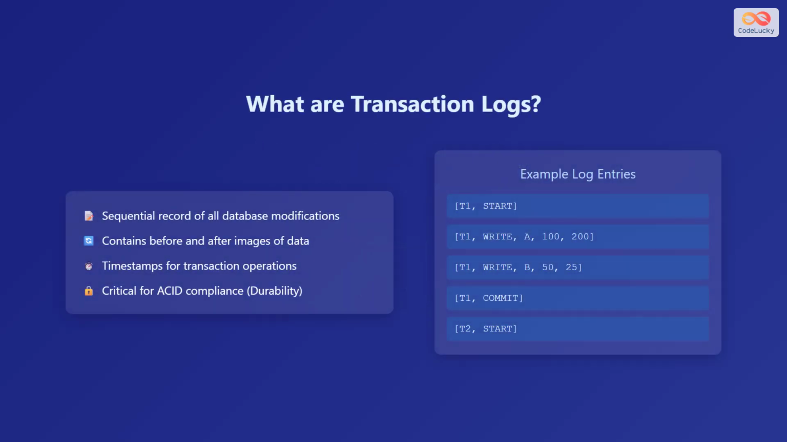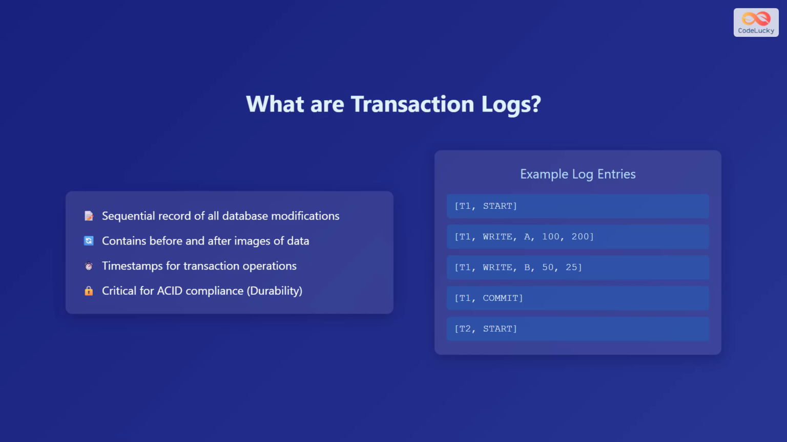Let's begin by understanding what transaction logs are. Transaction logs are a sequential record of all modifications made to the database. They contain before and after images of the data, which allow us to revert back to the original state if needed. They include timestamps for transaction operations, providing a timeline of events. Transaction logs are critical for ACID compliance, specifically ensuring durability, meaning that once a transaction is committed, it remains so, even in the event of power loss, crashes, or errors.